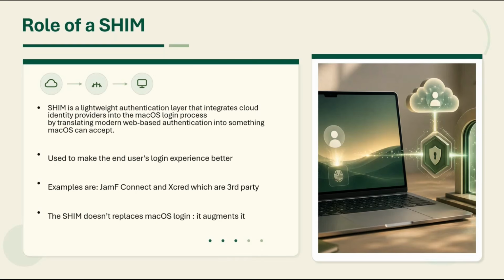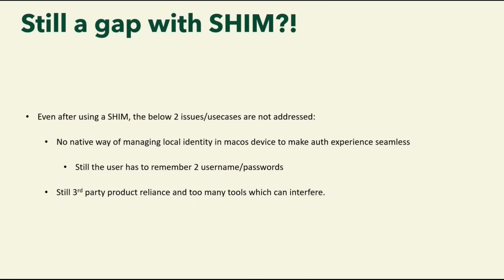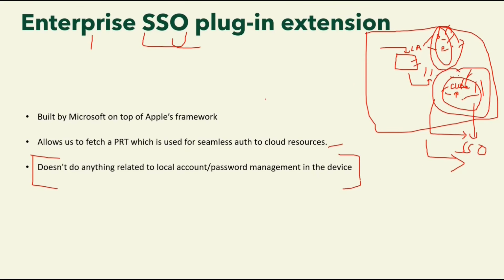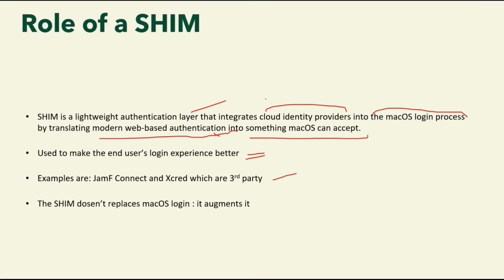But are all the issues resolved? No, there is still a gap with SHIM. What is the gap with SHIM? Well, there are 2 basic disadvantages. First is there is still no native way of managing the local identity in the macOS device. What I mean by that is we still have not addressed this issue wherein the end user has to maintain local account username and password, and his corporate identity's username and password. So this issue still exists.